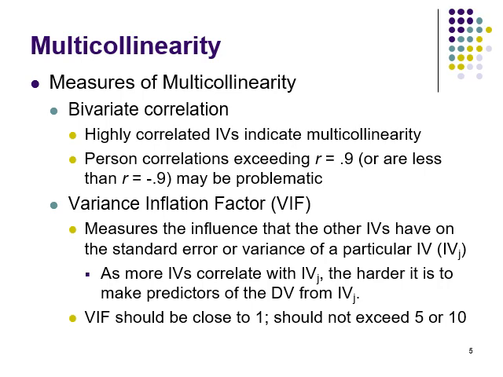As more IVs correlate with IVJ, the IV that we're interested in, the harder it is to make predictions of the DV from IVJ. In other words, the more IVJ is related to other predictors, the more likely it is not going to be easy to identify what variance it is actually responsible for in your outcome or DV.